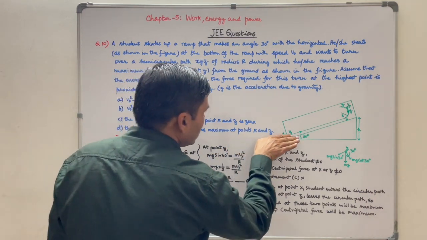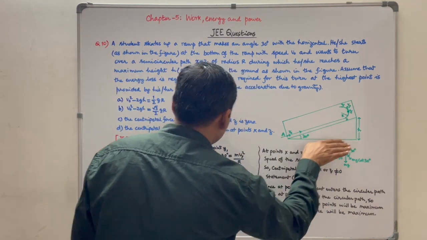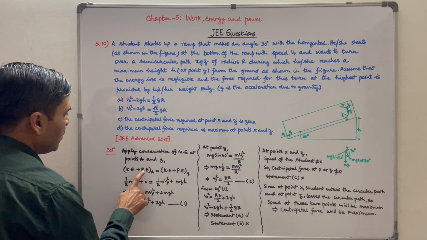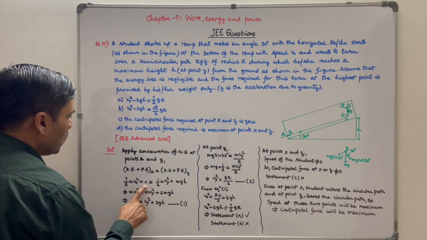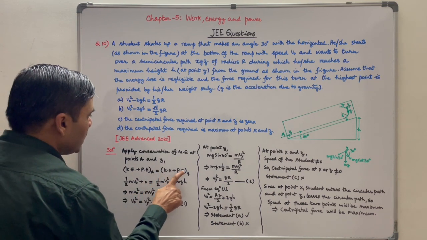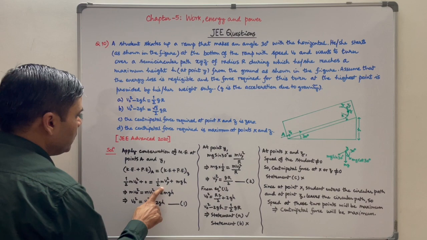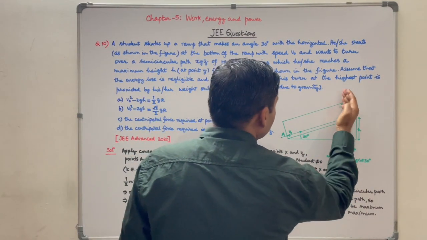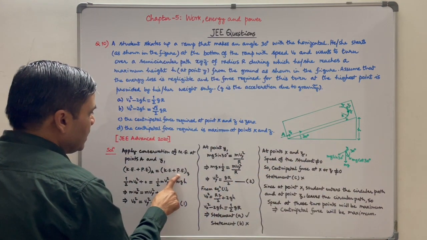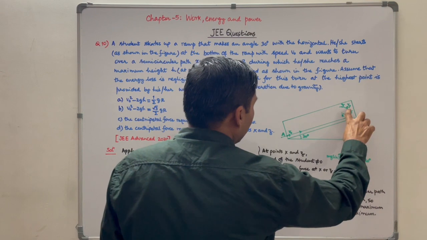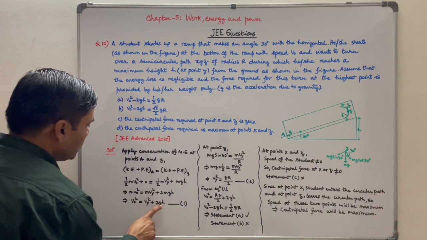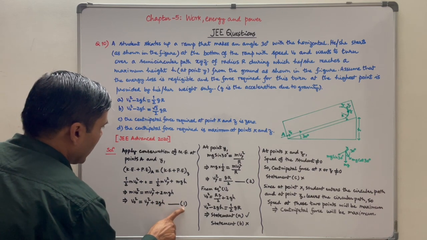Suppose we take a horizontal line passing through A as reference. Kinetic energy of the student at A is half m v0 square and potential energy of the student at A is 0 because our reference line is passing through A. Kinetic energy of the student at Y is equal to half m vy square. Suppose vy is the velocity of the student at point Y. Potential energy of the student at Y is mg into height of point Y, and that is h. This gives v0 square is equal to vy square plus 2gh. Suppose this is equation number 1.